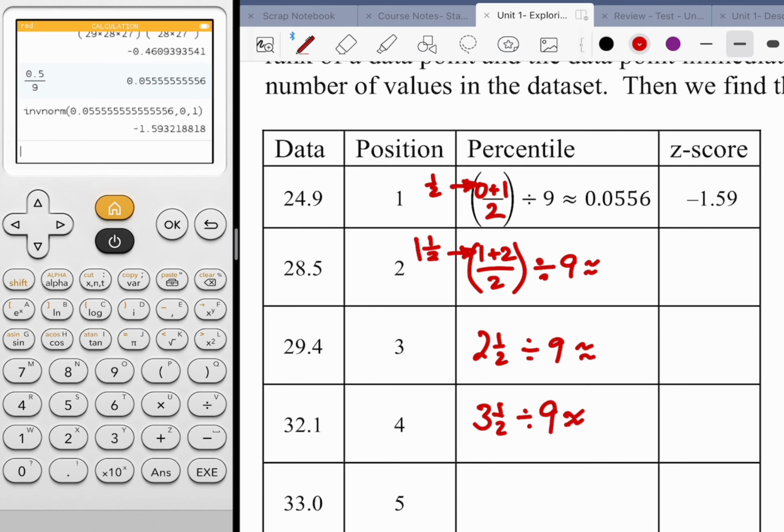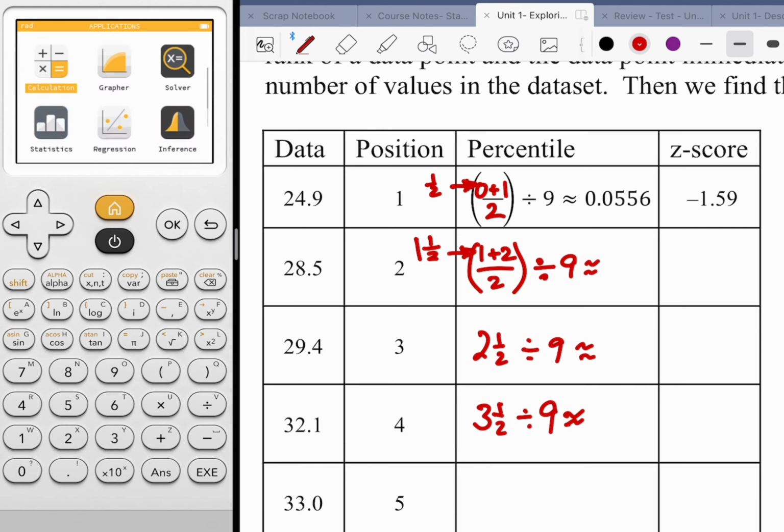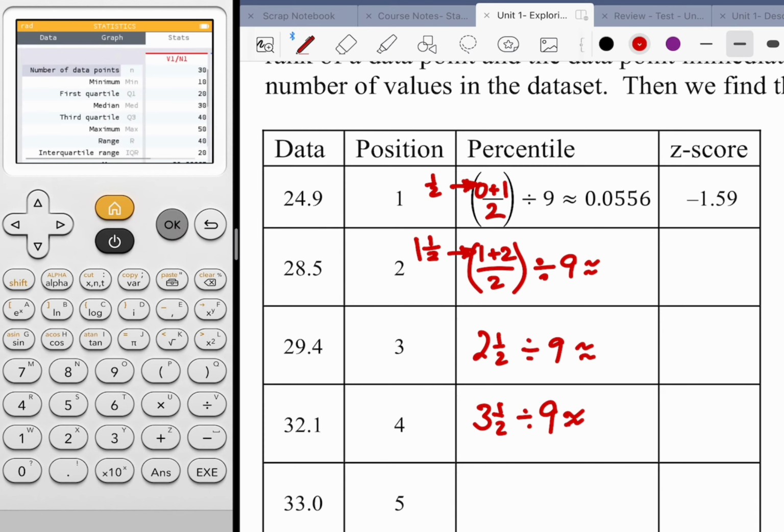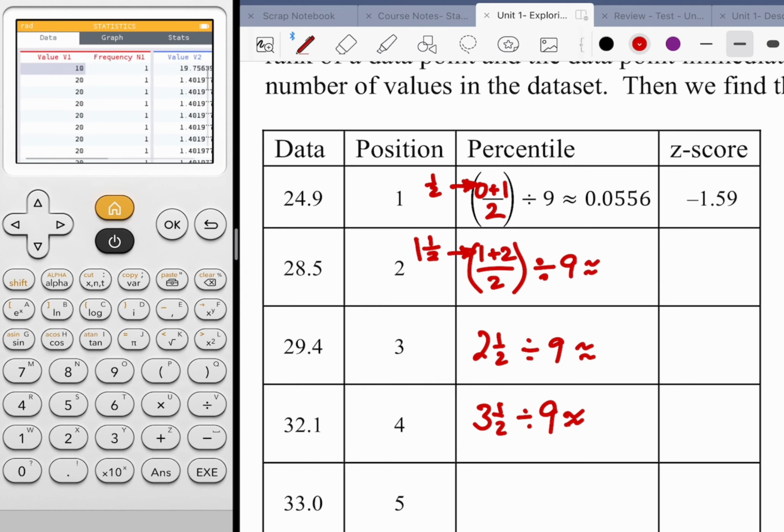So we go to statistics. Hit the home icon, go to statistics, go to data, because we're putting data in. I can't bring myself to delete this data, knowing that I'm going to have to use it again. So I'm going to go into a V3 here.